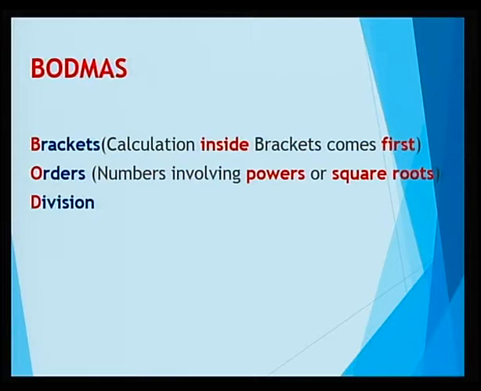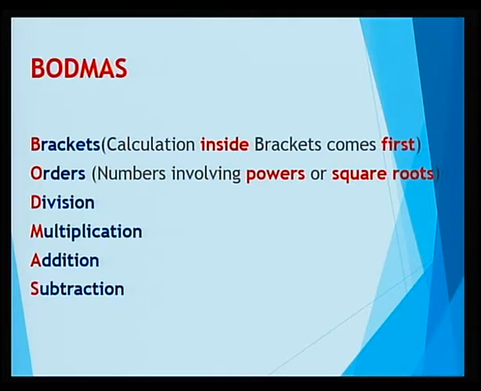Here you need to be careful because division and multiplication have the same order. What does that mean? Suppose you're given a question where you have division and multiplication. You do whichever comes first. That's what we call order of precedence. Next one is addition, and finally subtraction. You need to be careful, dear friends, because division and multiplication have the same order of precedence, and the same goes for addition and subtraction. So I say it again: whenever you've got a set of operations, you need to apply BODMAS.